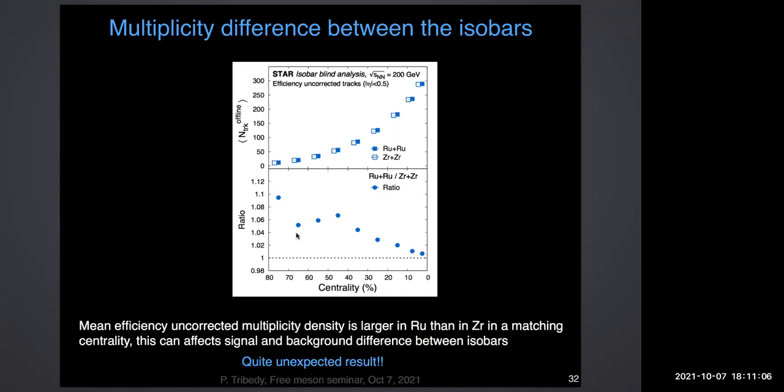Oh, you mean the nuclear structure? You are saying that this could be related to the nuclear structure of the isobar?